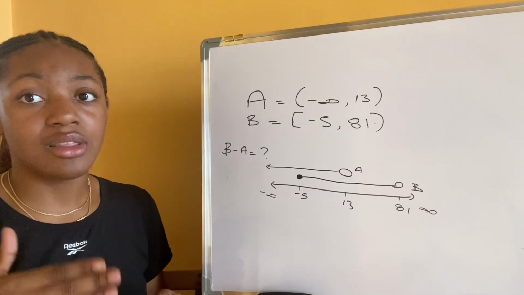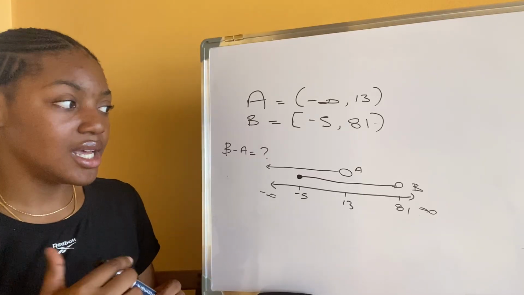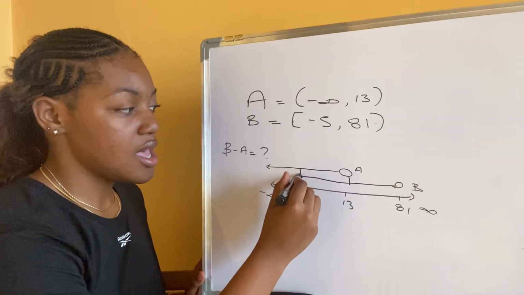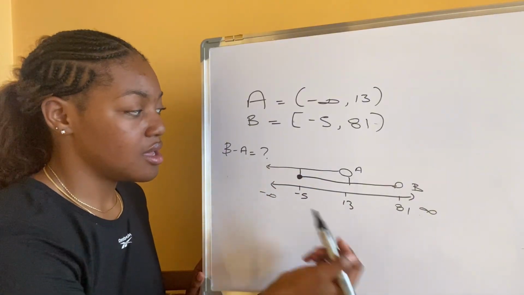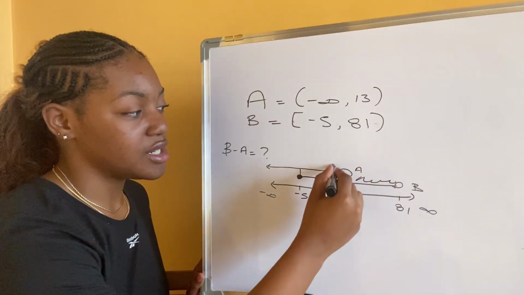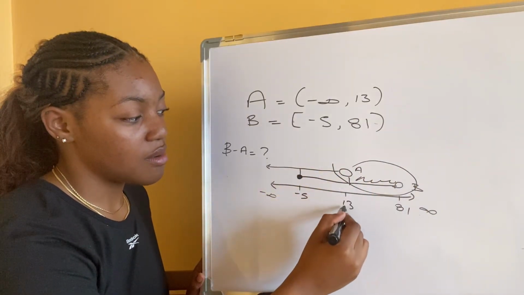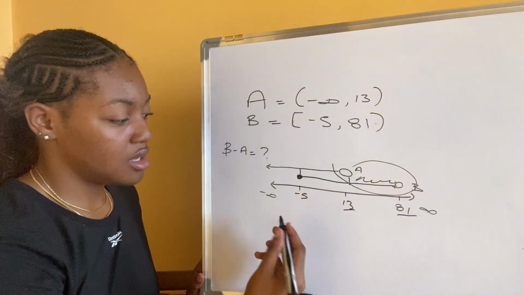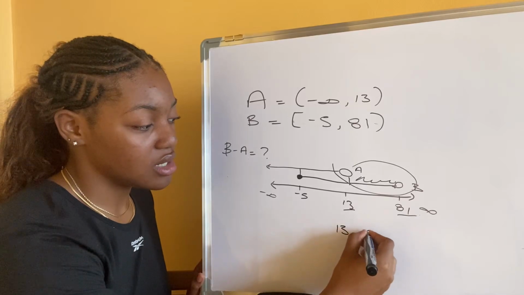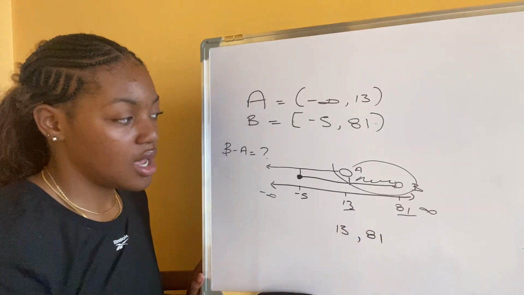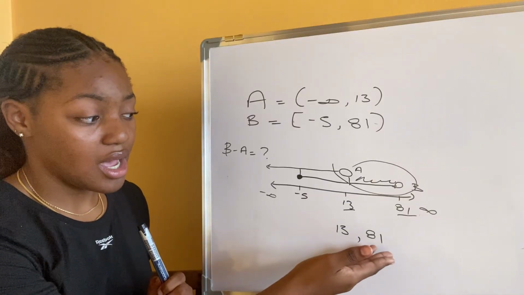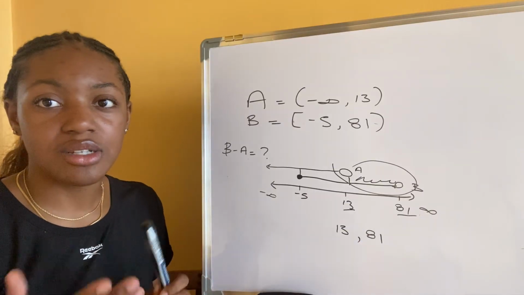So we're considering all the elements that are in B that are not in A. So we're looking at, this is where A and B would basically intersect. Since we want B alone, we're looking at this region right here. So from where we have the two numbers, we're gonna take the 13 and the 81. And all we have to do is determine whether 13 is included in the set and 81 is included in the set. So that's all we need to determine.